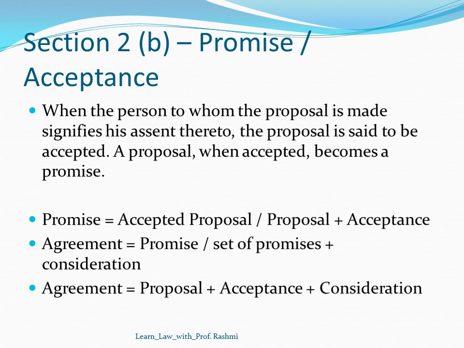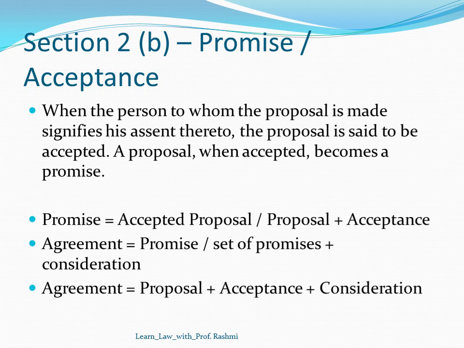That is the reason I told you that section 2B is defining promise as well as acceptance. So promise is accepted proposal, or you can say promise is equal to proposal plus acceptance. An agreement was promise plus consideration. So now my formula for agreement is proposal plus acceptance plus consideration.